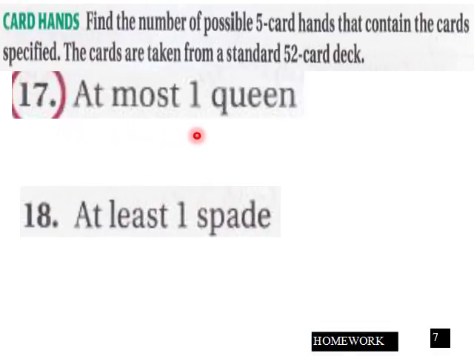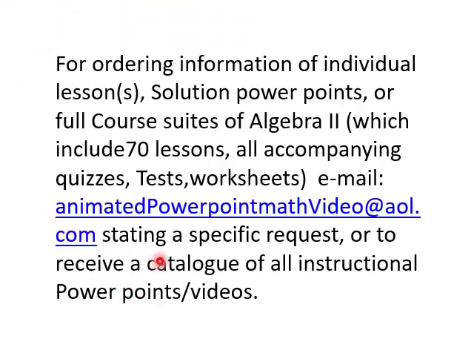And then again a 52 card deck. At most 1 queen, at least 1 spade. These are worded a little bit differently here. You might have to wait to part 2. I don't think we did these in part 1, but go ahead and give it a shot, and part 2 of this lesson will cover the at least and the at most. You can wait until then to do this for your homework.